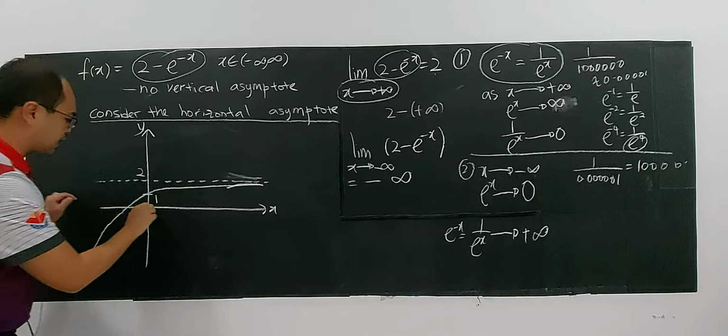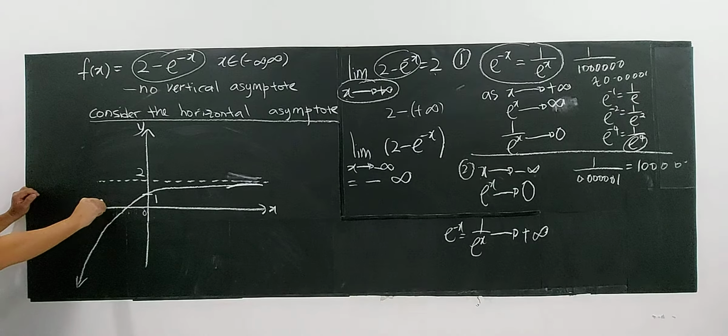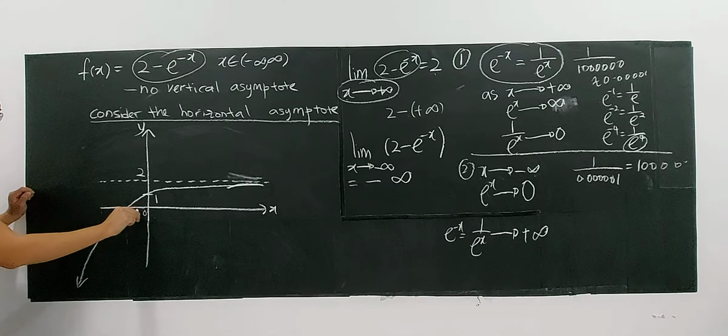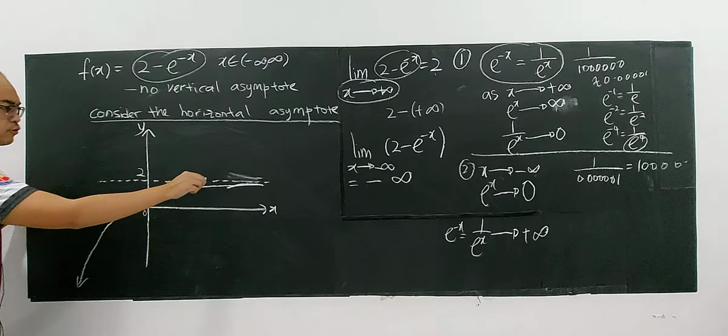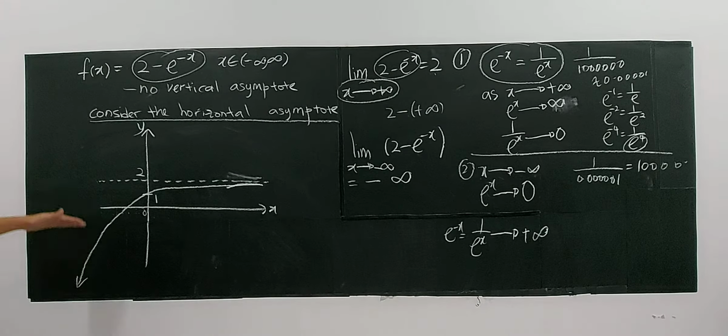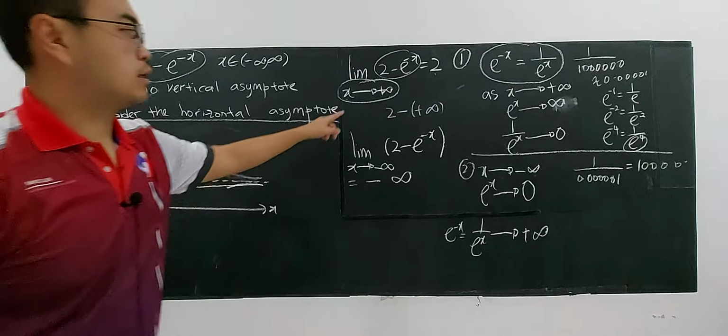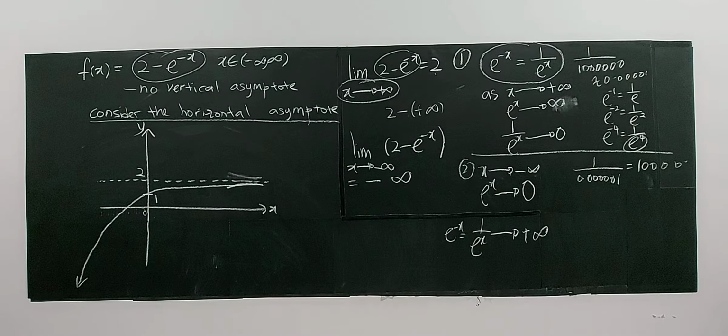As x becomes more negative, moving in the negative direction here, the left-hand side, the function also becomes more negative here. So this shows that there is a horizontal asymptote here, right? By finding the limits here, you know there is a horizontal asymptote. So, alright, you can consider other exponential graphs for better understanding. Alright.